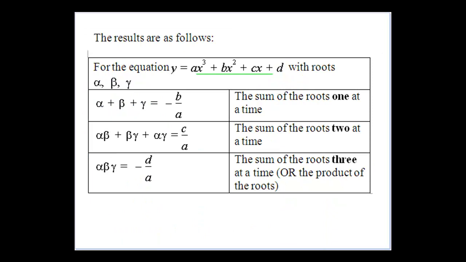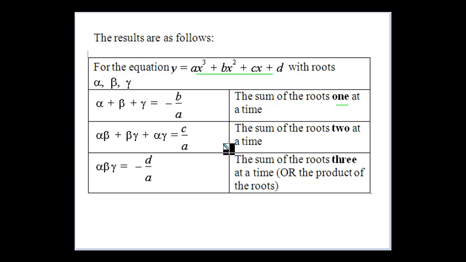Now we can do the same sort of idea with a cubic. If we've got ax cubed plus bx squared plus cx plus d, we would have 3 roots for a cubic equation. Again, we get the sum of the roots: it's minus b on a. We can call this the sum of the roots one at a time. We could also start multiplying our roots and adding them, so alpha beta plus beta gamma plus alpha gamma. This would be the sum of the roots 2 at a time.